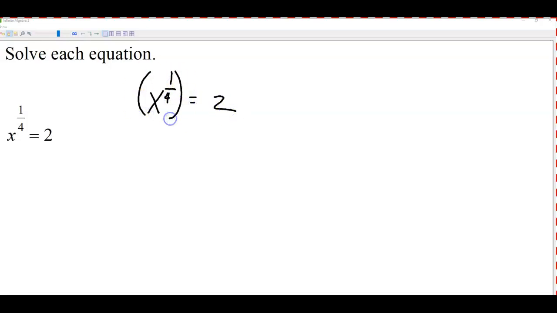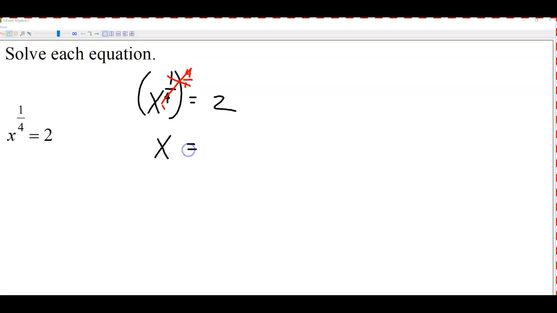Well, I want to cancel out that 1/4. The way I'm going to do that is I'm going to raise this side to a power that's the reciprocal of this fraction. In other words, the flip over of it. So instead of 1/4, I'm going to raise it to the 4/1 power. Why would I do that? Because when you multiply 1/4 times 4/1, you get 4/4, which is just 1. So these things cancel each other out, and it leaves you with x.